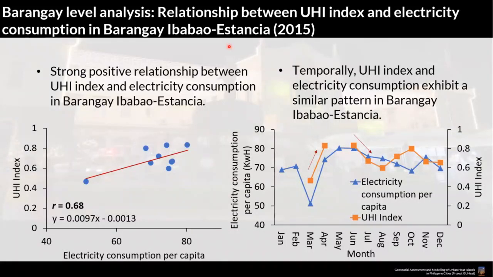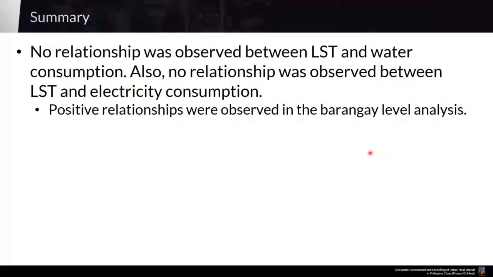Upon closer inspection on the barangay level, we found out that Barangay Ibabaw Estancia has the highest correlation coefficient compared to the other barangays, which is 0.68. A strong positive relationship between UHI index and electricity consumption was observed in Barangay Ibabaw Estancia. Electricity consumption and UHI index in Ibabaw Estancia exhibit a similar temporal pattern during the months of May to August.